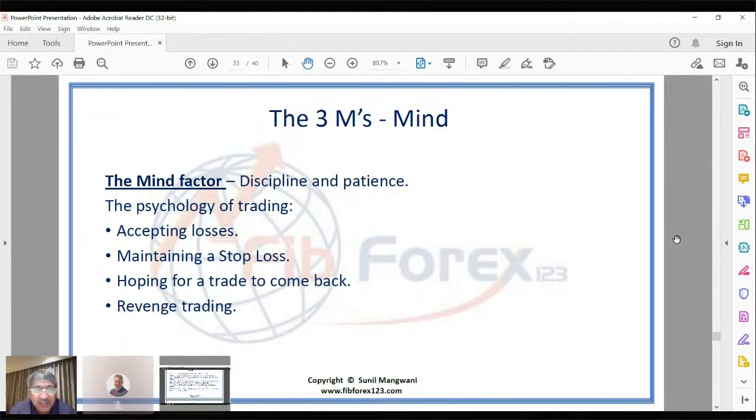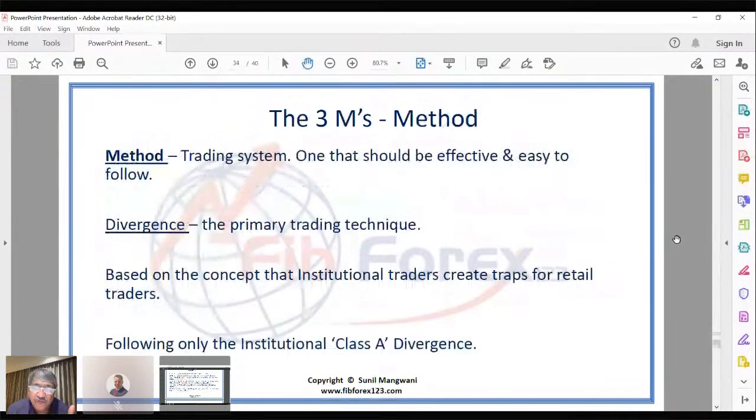Your psychology of trading, it's human nature. You must learn how to accept losses. You must maintain a stop loss. You must stop hoping for a trade to come back. You should not do revenge trading. These are the things which have to be built up. It is important. Like I had mentioned, it's more important than your method. All right. But again, this is a topic for another webinar by itself. The method, your trading system. Follow a system which is effective and which is easy to follow.